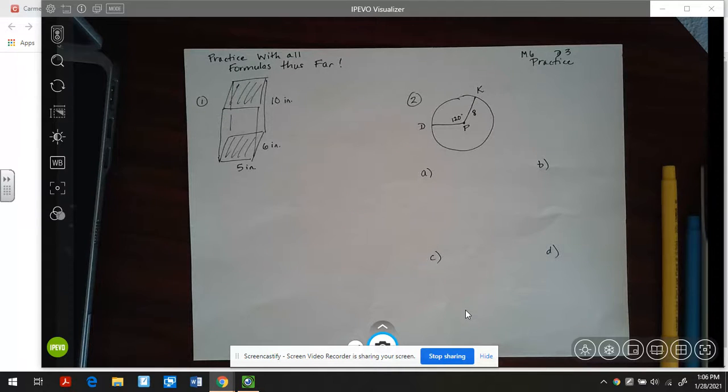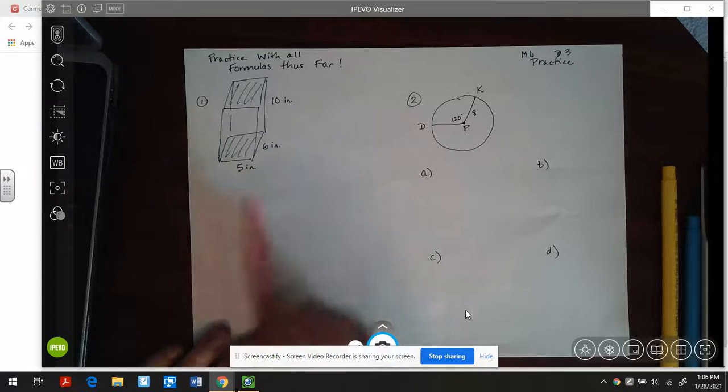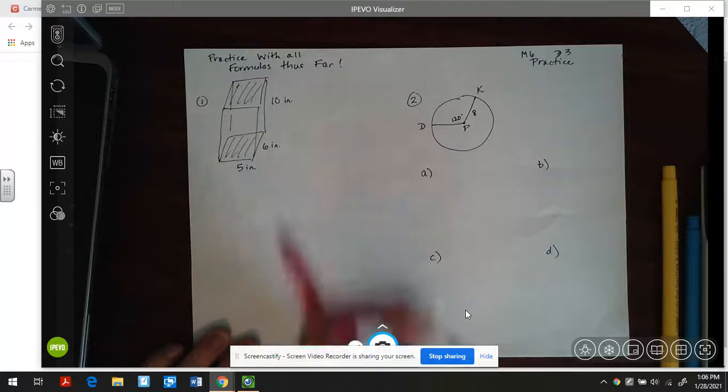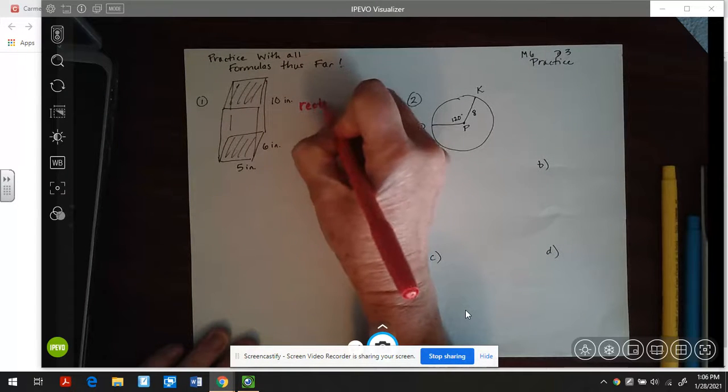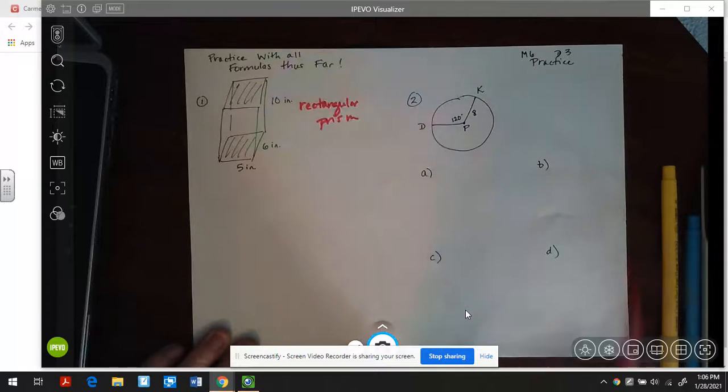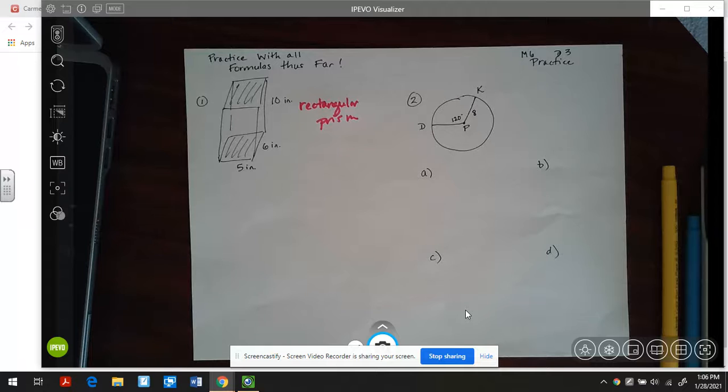Question 1, please look at the shape, the solid for 1, and choose which solid that is. So this is a prism, and because the bases are both 5 by 6 inch rectangles, it's a rectangular prism. Now going to find the volume. Please use the formula and find the volume of this.